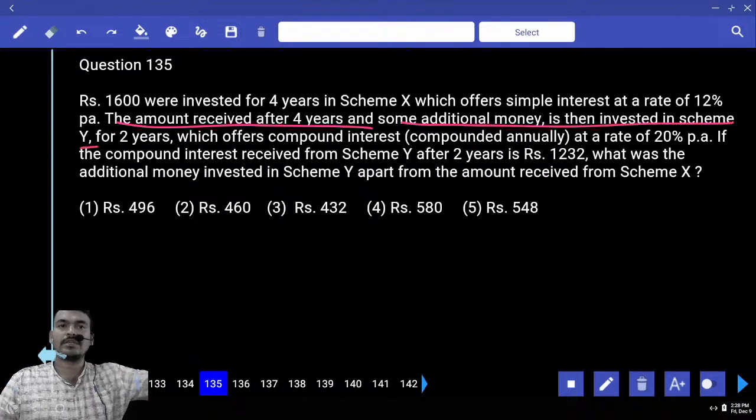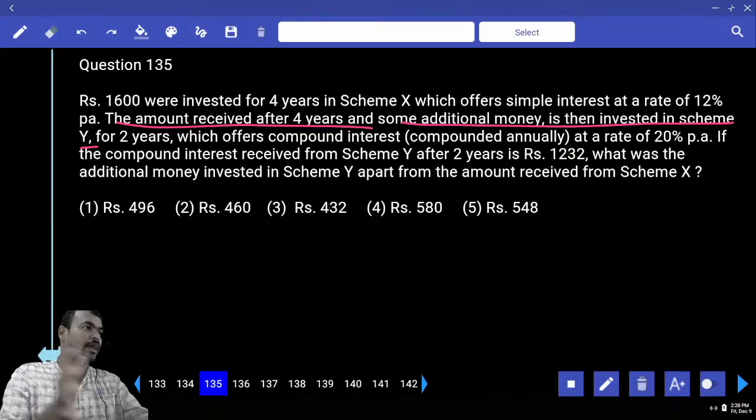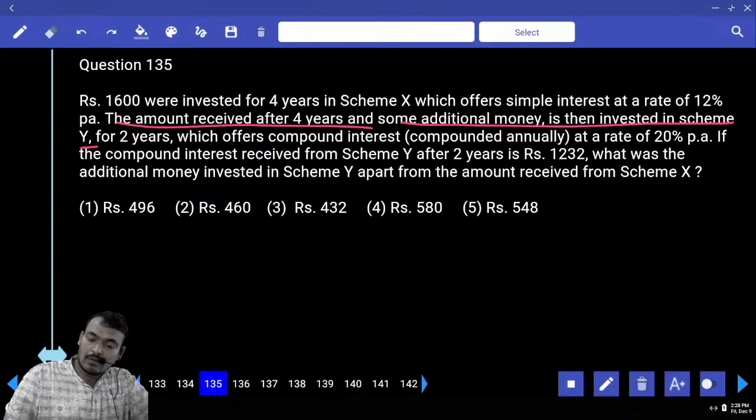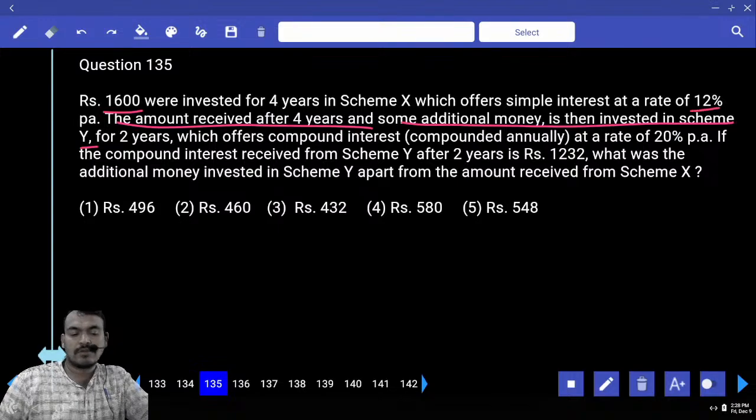Means amount of first one plus interest, some additional one. These two are adding, we get the principal of the second one or the first one? Second one, or not? What is the principal in the first one? 1600. What is the rate of percent? 12%. Time period? 4 years. 12 fours are 48. Interest 48.